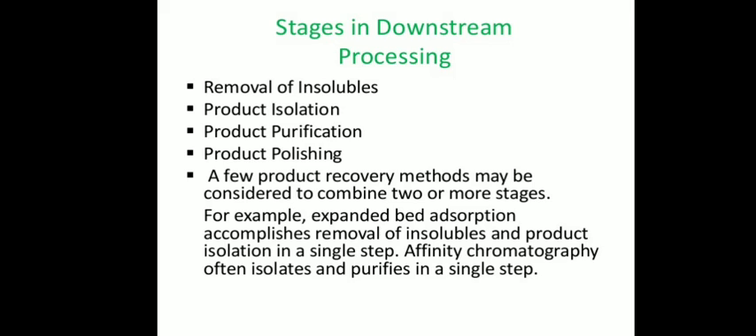Here are the stages in the downstreaming process. First one is removal of insolubles. Here from the fermentation broth, you separate all the cells as well as the cell debris and your product from this insoluble matter. You separate your product, meaning isolation of the product is carried out. After isolation or separation of the product, purification is carried out, and then the product polishing and packaging is done.